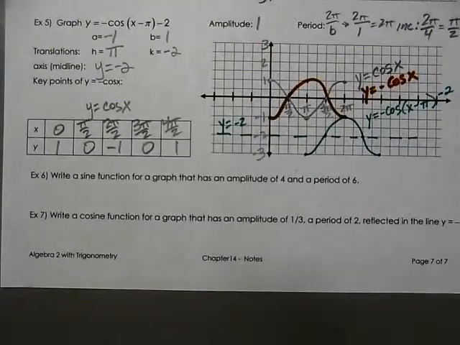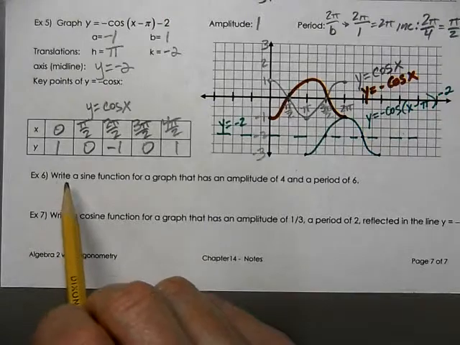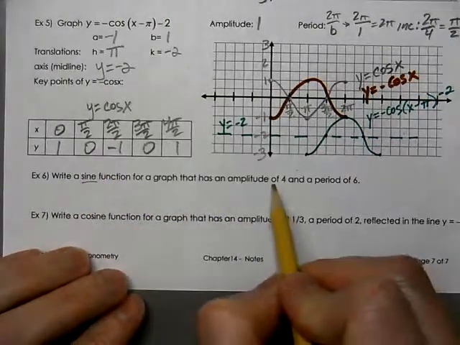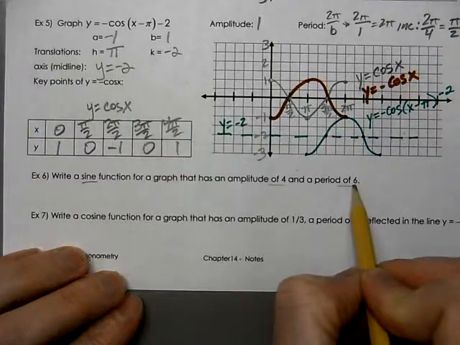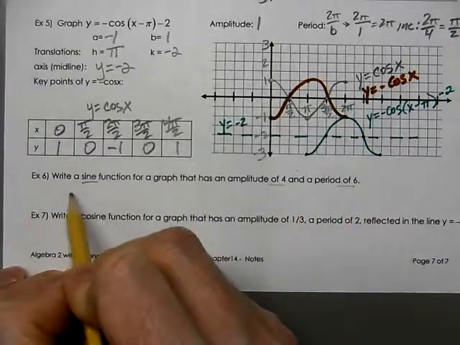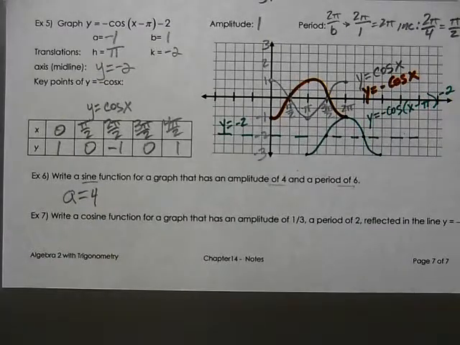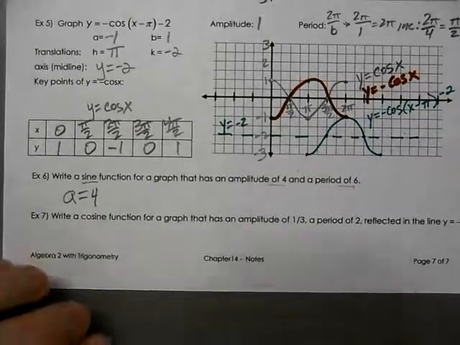Last two questions we're going to do is talk about writing an equation. We know we're going to write a sine function that has an amplitude of 4 and a period of 6. If it's an amplitude of 4, we know our a value is 4. It could be negative 4. That would still give you an amplitude of 4. But typically, if the amplitude is 4, we're going to write it just as a positive.